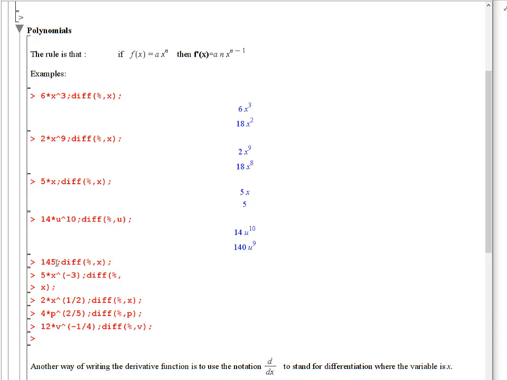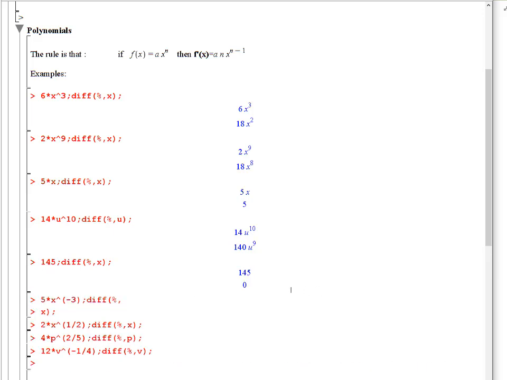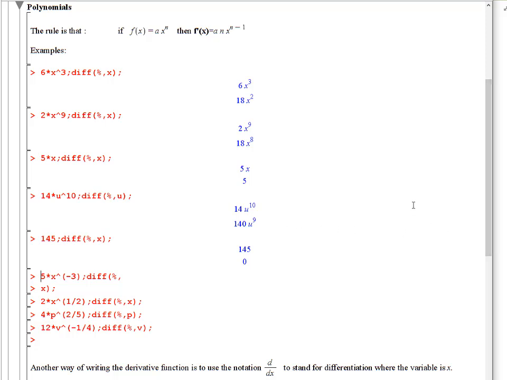Now if I draw the graph of y is equal to 145, what is the gradient of that curve everywhere? That should help you get the answer. So try and think what the answer is going to be. And the derivative of 145 is just a fixed number, zero, because it will be a straight horizontal line. Okay, so far so simple.